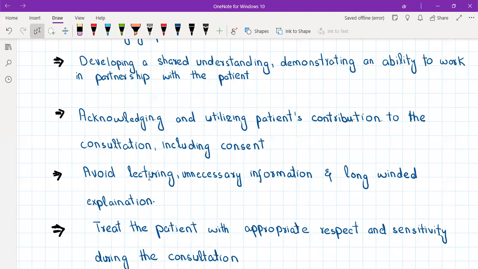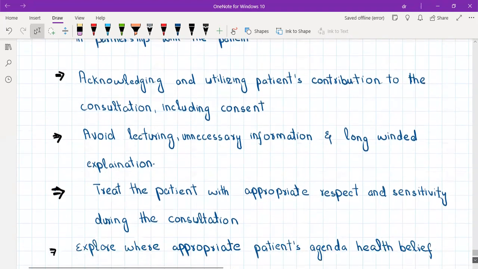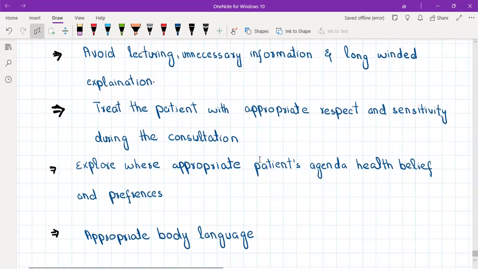Then, treating the patient with appropriate respect and sensitivity during the consultation. This is basically when you are, for example, going for an examination. You tell the patient that I need to do this examination, and explain the examination: I will check your observations that include your heart rate, your blood pressure, your respiratory rate. I will need to listen to your heart sound, your lung sound. So explain the examination that you are about to undertake, and justify why you are doing it.